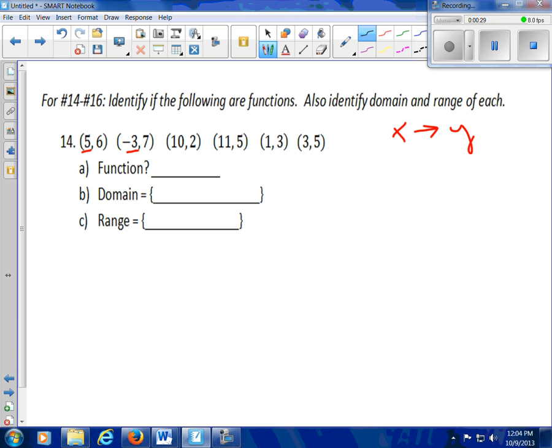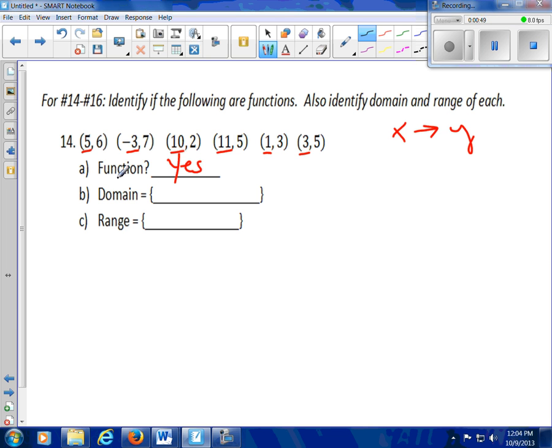Because if my x's repeated and my y's were different, it would mean that for the same value of x, I'm going to get a different y. So in this case, I only have one x for each y. So that means for every one x, I have one y. That means that it is a function.